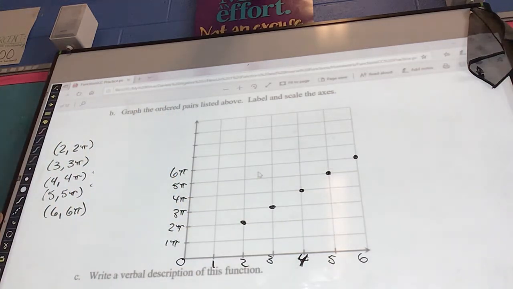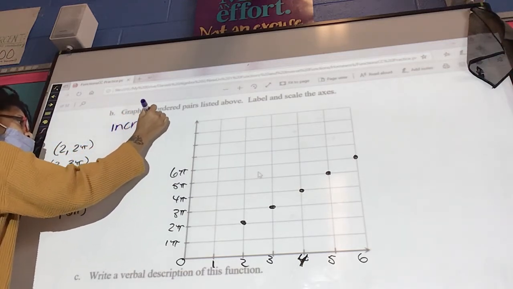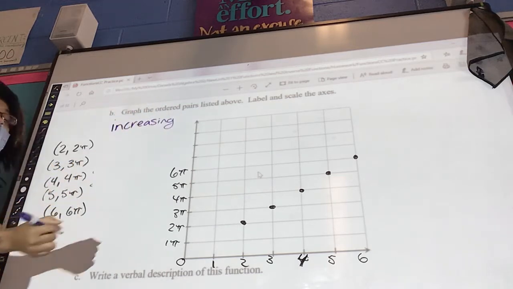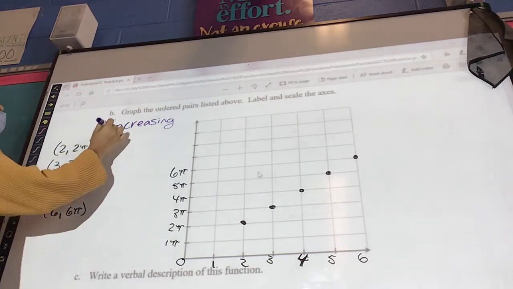Question. Of the function, tell me some things that you know about this function. What is some verbal description of this function? Yes. Say it one more time. It keeps going up. So what is that mathematical word for going up? Increasing. So if you're writing something for me, you can say going up, but I'm always going to give you an extra point for using the math word. What else?